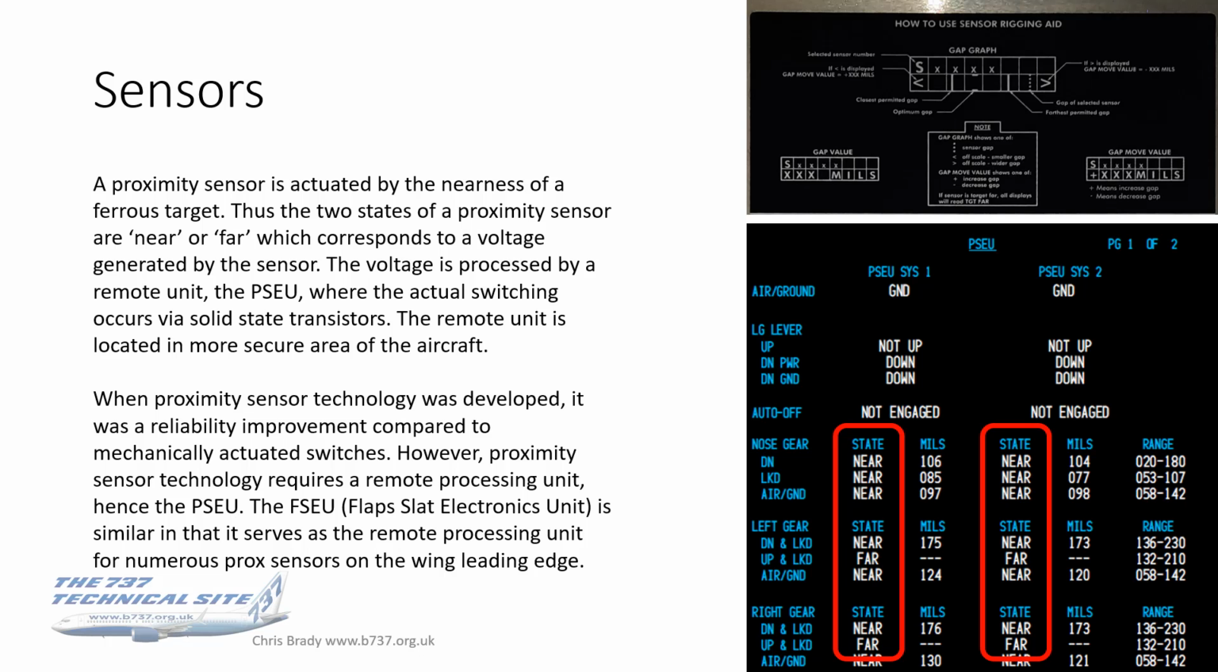The FSEU, the Flaps Electronic Unit, is similar. It's the same sort of thing in that it serves as the remote processing unit for the numerous proximity sensors that are on the wing leading edge. So that's what they are. And on the picture here on the right hand side, you can see that this is from the MAX data pages. You can see that the state of the various places where there are sensors is either being recorded as near or far.